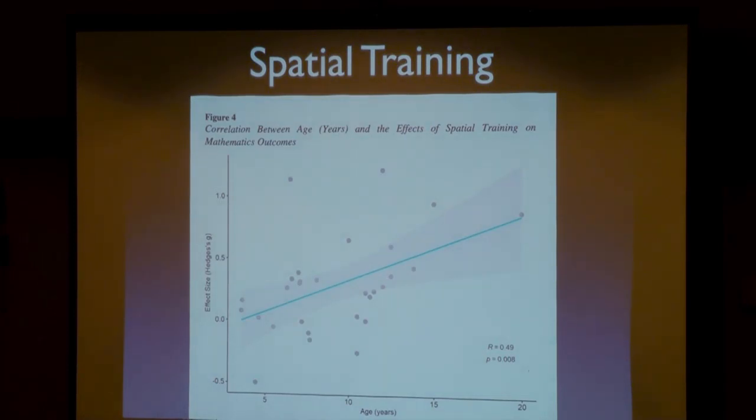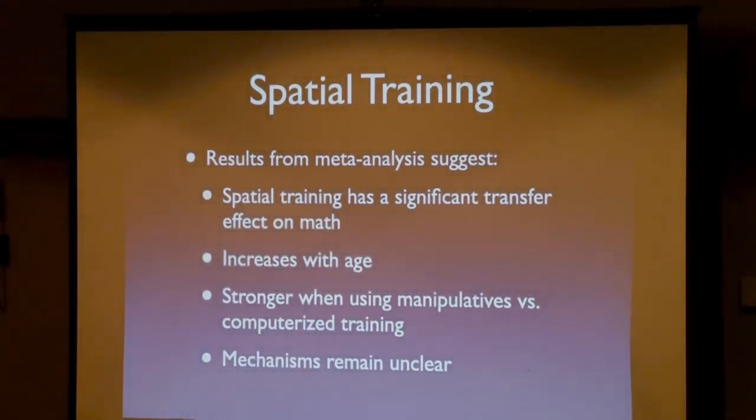Interestingly, they also found that this effect is greatest for the oldest children. So spatial training later on, perhaps because the concepts are different and the concepts are more spatial in nature, seems to help students there. They also found that the effect increases with age. And interestingly, it was stronger when using manipulatives versus computerized training.